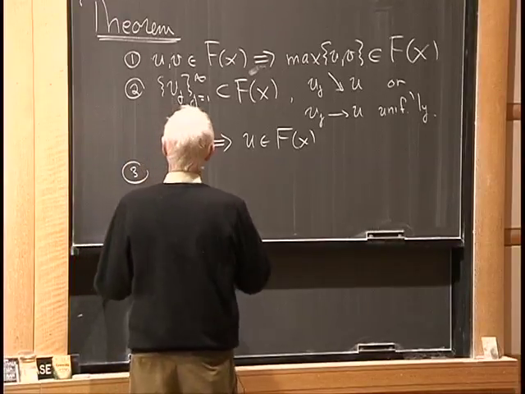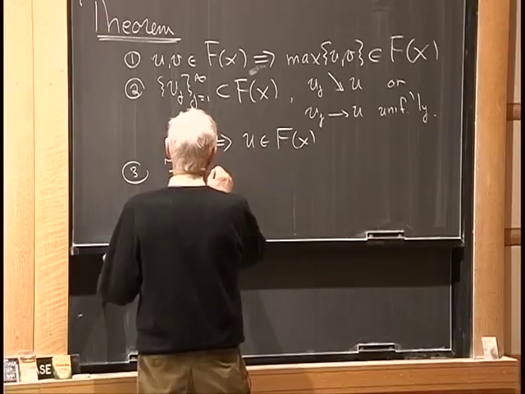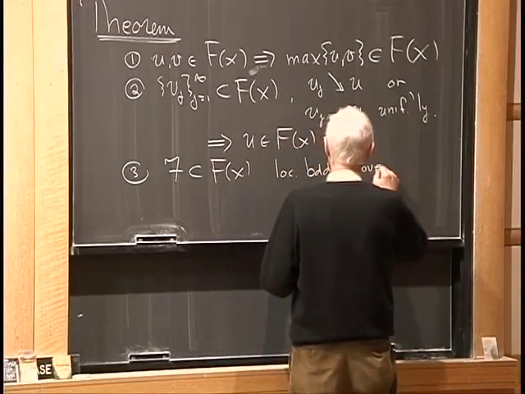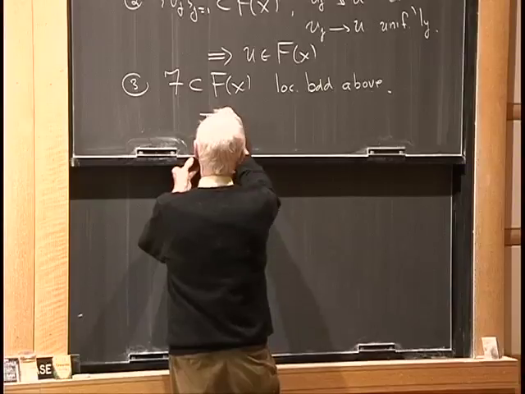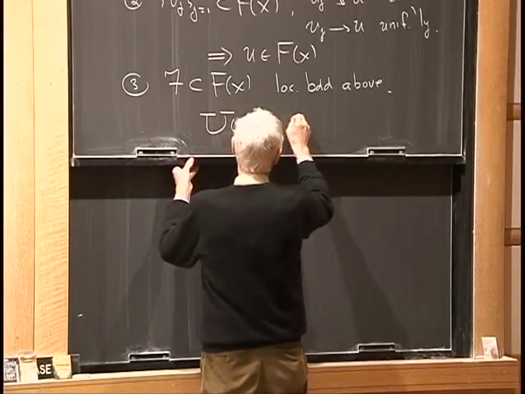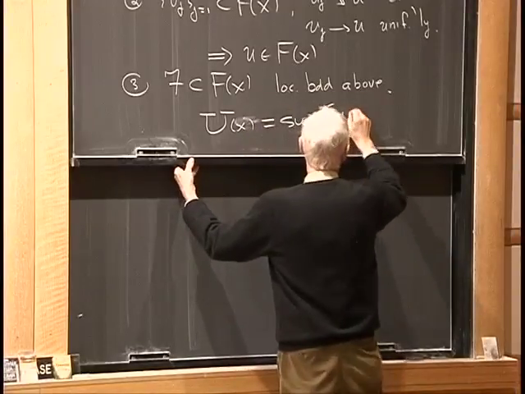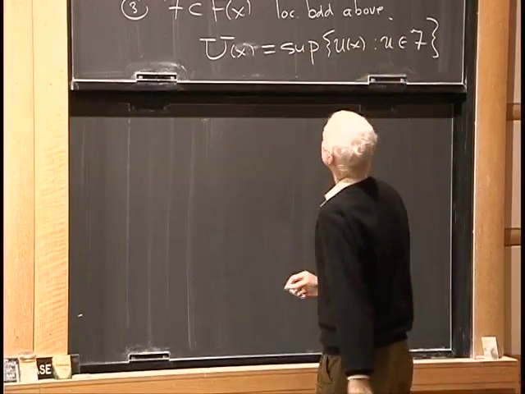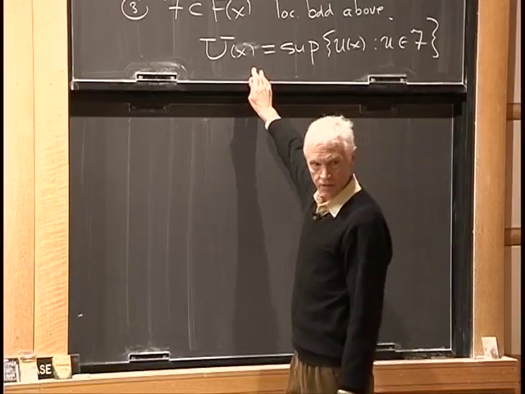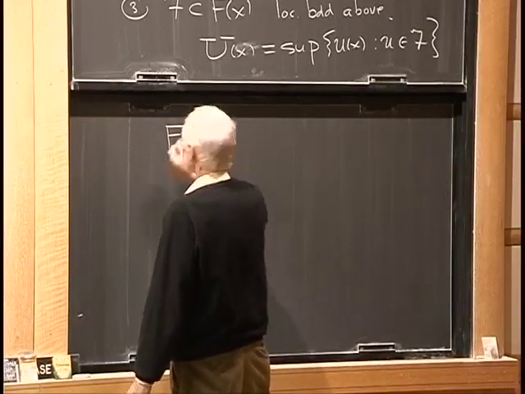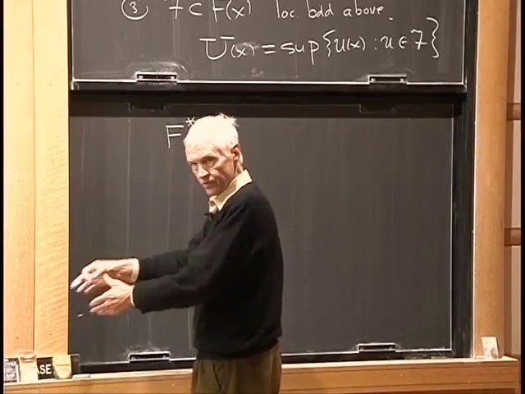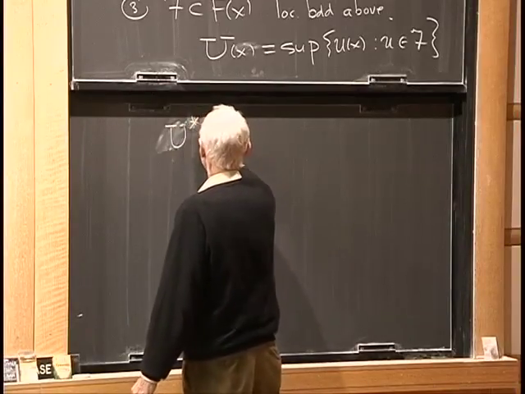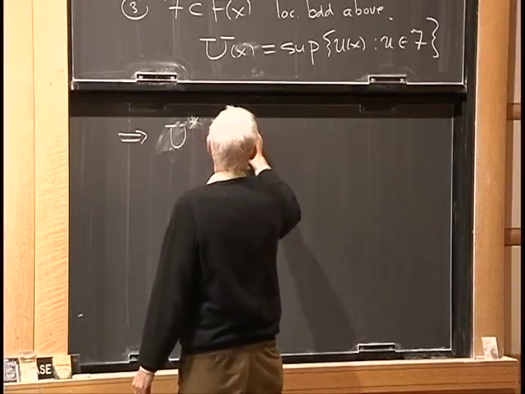Thirdly, if I'm given any family in F of X which is locally bounded above, and I take u to be the function which at any point x is just the sup of u of x over u in the family, well, it's not so good that this is automatically F-subharmonic, but it is true that the upper semi-continuous regularization, which you get by just taking the limsup at every point, u star, is in F of X.